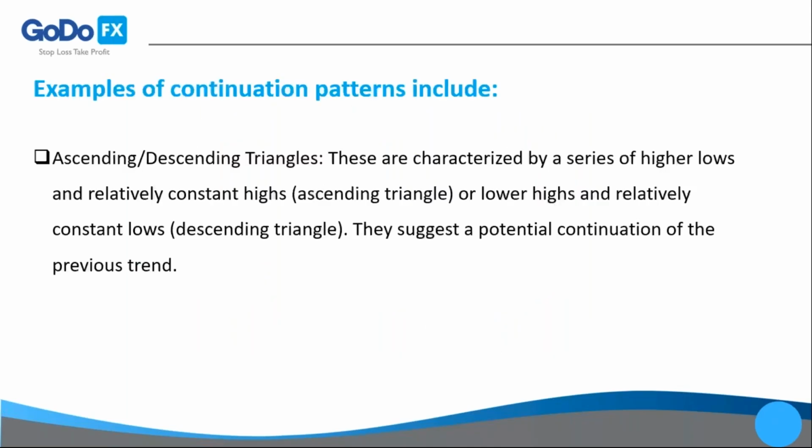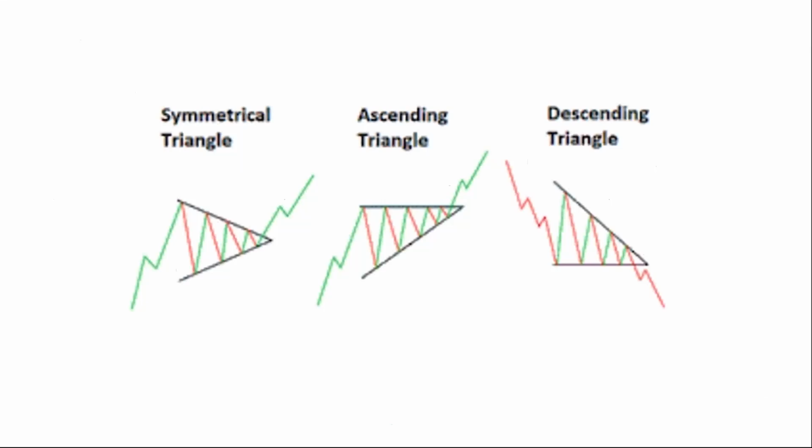Another example of continuation patterns includes the ascending and descending triangles. These are characterized by a series of higher lows and relatively constant highs, ascending triangle, or lower highs and relatively constant lows, descending triangle. They suggest a potential continuation of the previous trend. For example, we have the symmetrical triangle, the ascending triangle, and the descending triangle. You see the trend continues. For instance, if we start with the bullish trend, the symmetrical triangle forms and it pursues a bullish trend. And the same way in other scenarios.